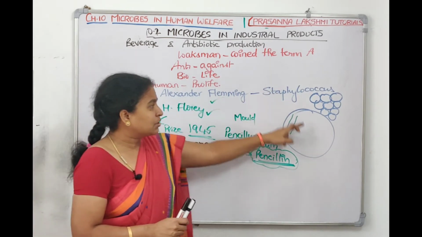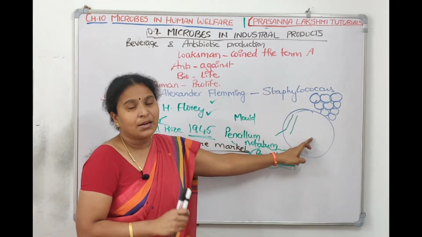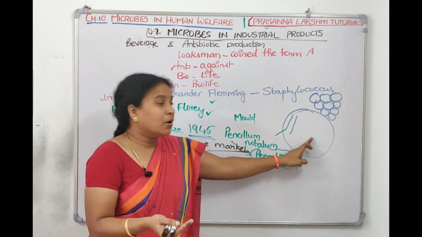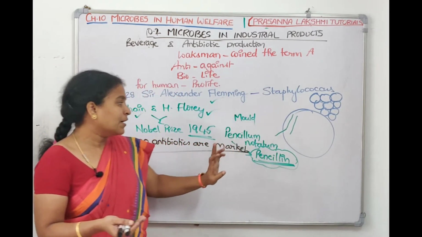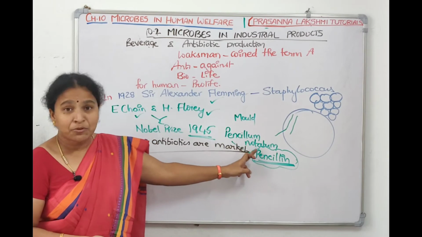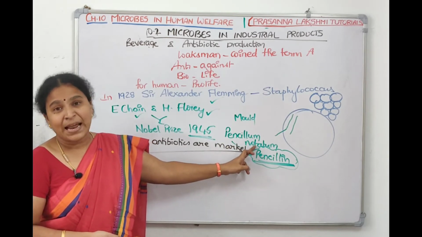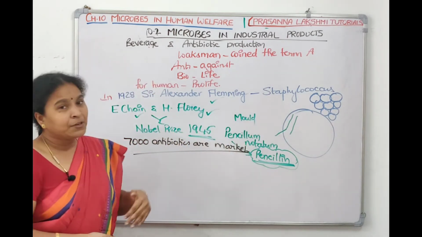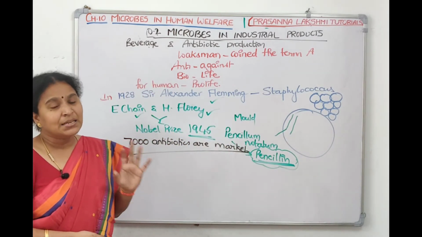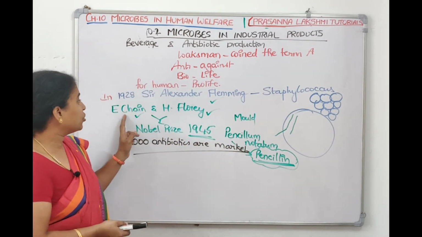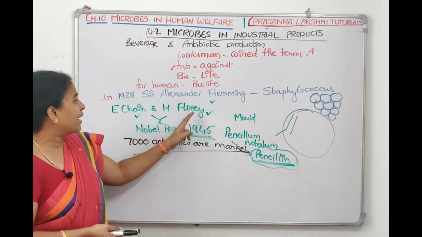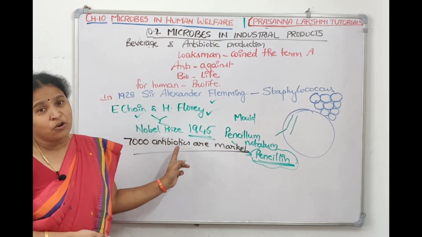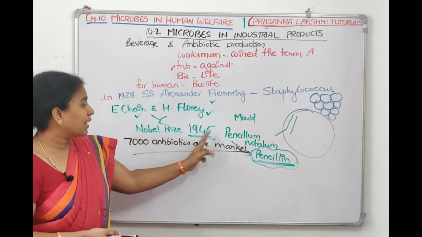He was growing bacterial colonies, Staphylococcus colonies, which were not able to grow because the petri dish was contaminated with a fungus. The name of the fungus is Penicillium notatum, which is producing an antibiotic called penicillin, which is killing this bacteria. Afterwards the complete structure and the details about the antibiotic were given by Chain and Florey. So Fleming, Florey and Chain shared the Nobel Prize for their discovery in the year 1945.